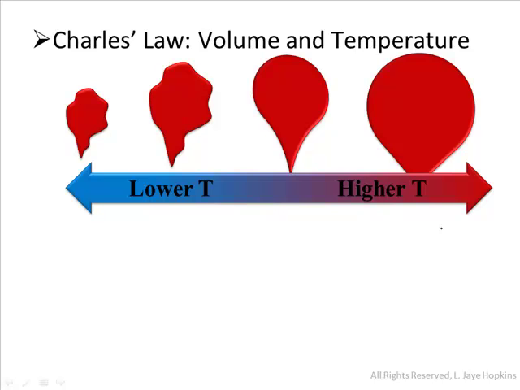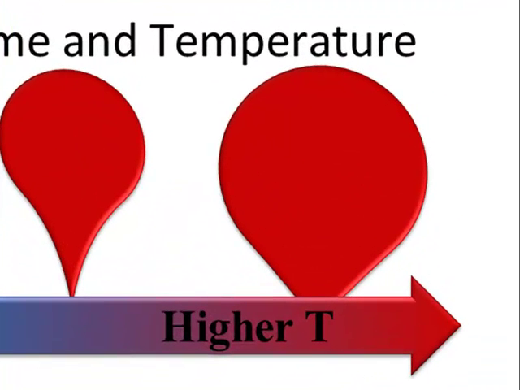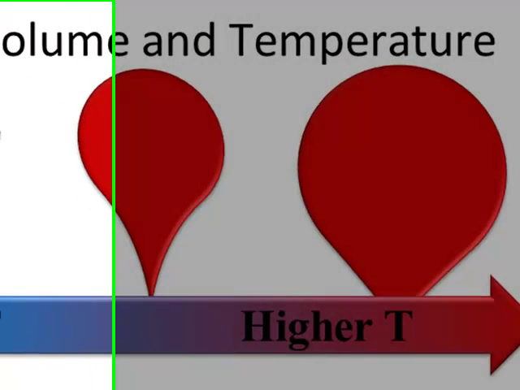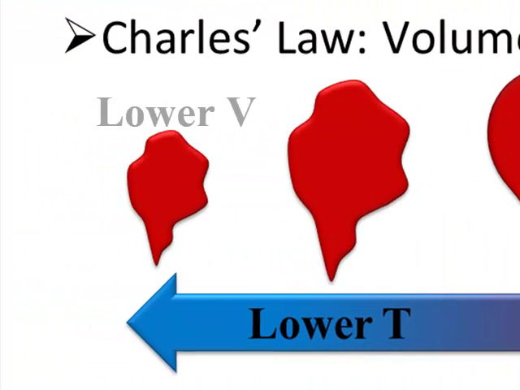Based on this, would you say that Charles' law is a proportional relationship? One thing goes up and the other thing goes up? Or would you say that it's inversely proportional? As one thing goes up, the other thing goes down. What do you think? Well, Charles' law is an example of a proportional relationship. The higher the temperature of the balloon went, the bigger its volume got. Same thing with when we decreased temperature, we also decreased its volume.